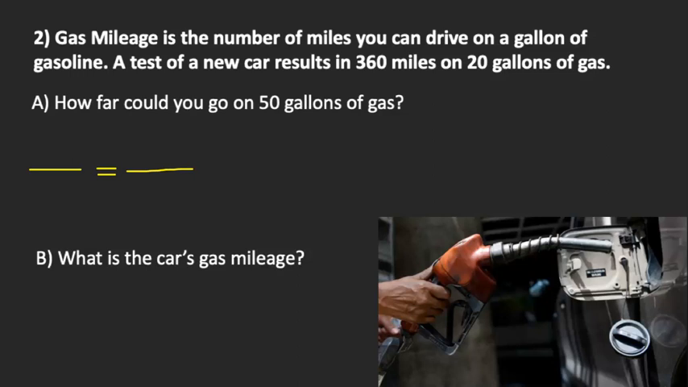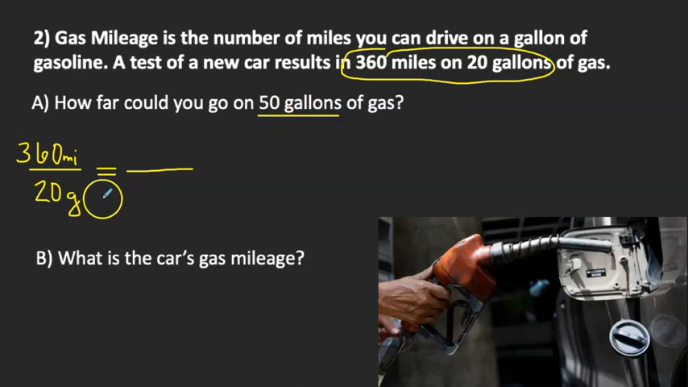So I'm going to go ahead and set up those ratios. I'll start with this rate. So 360 miles on 20 gallons of gas. And then it's asking me how far can you go on 50 gallons of gas. So if gallons was in the denominator, the 50 gallons also goes in the denominator. And then X goes in the numerator, and it's going to be in miles since the 360 was in miles. So we're figuring out how many miles can you travel on 50 gallons of gas.